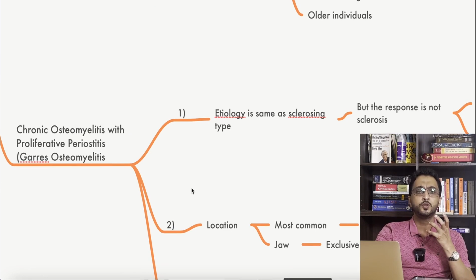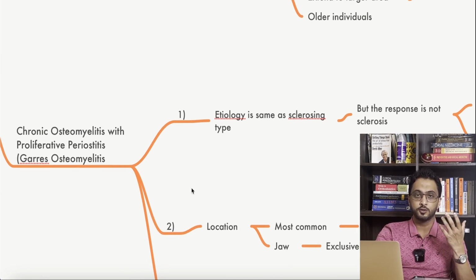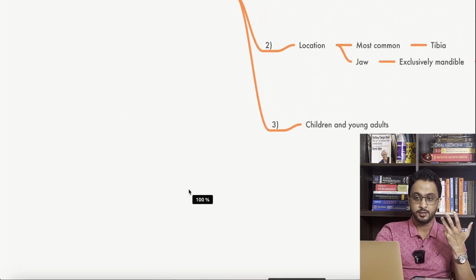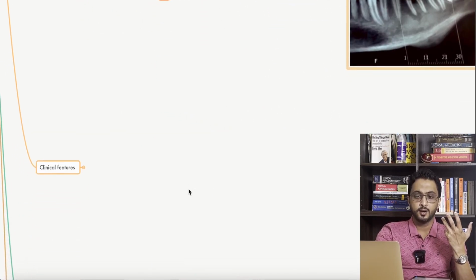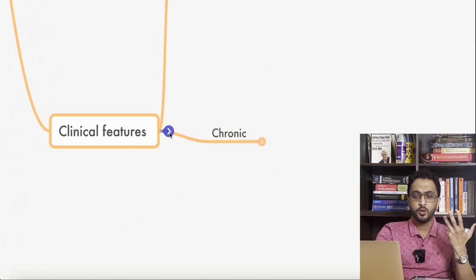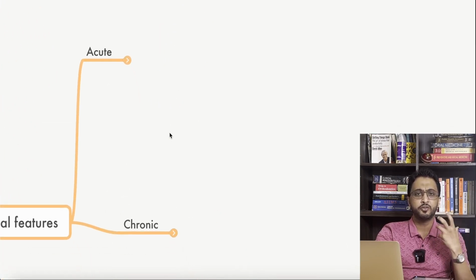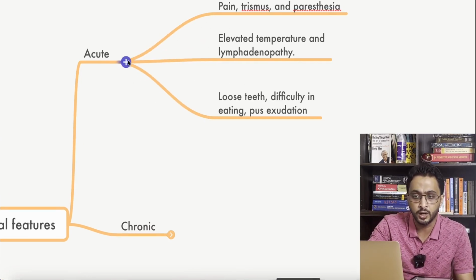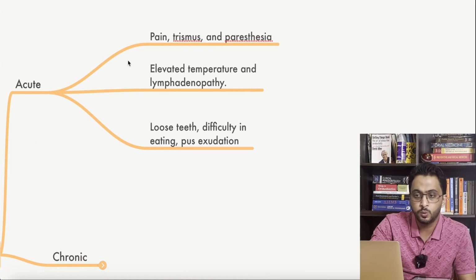So diffuse sclerosing is in older adults. The other two were in younger adults. Okay. Now, if you go further, I'll teach you some clinical features. Not very important, but just for the sake of differentiation, I'm going to give you acute and chronic. How do they differ?